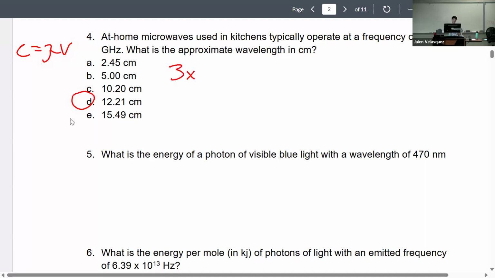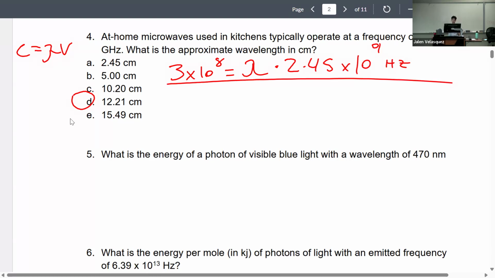So speed of light is equal to, let's see, we're looking for wavelength, so it's wavelength times the frequency in hertz, right? So what's this frequency in hertz? Good, 2.45 times 10 to the 9 hertz. Okay, you solve for wavelength, you divide both sides.